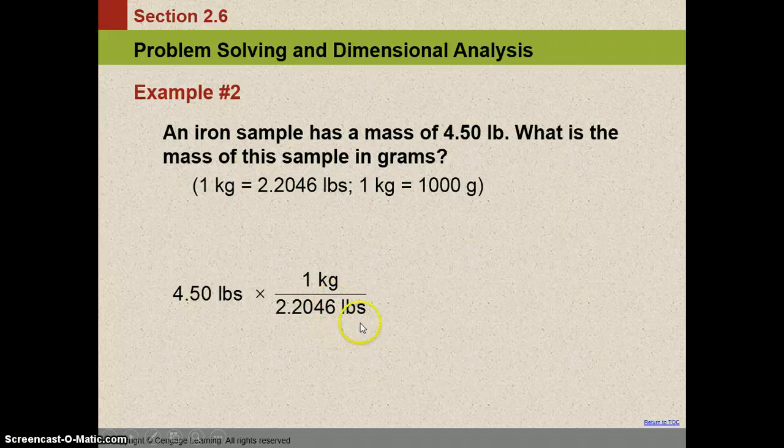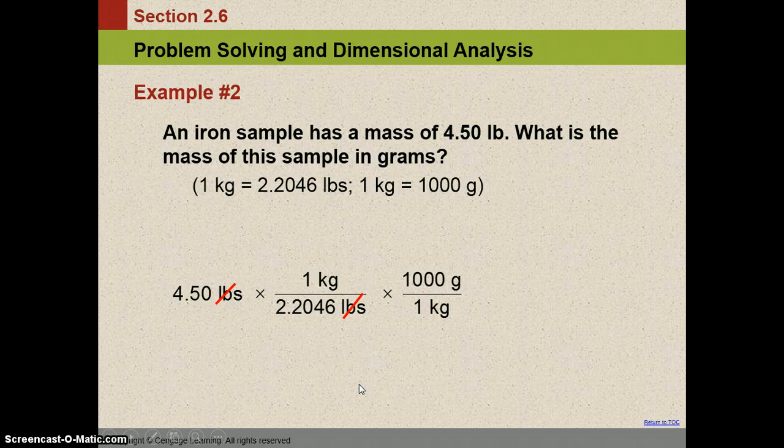And I can find this conversion factor on my chart, and it says 2.2046 pounds. This is the same as 1 kilogram. And I put pounds on bottom because I want to be able to cancel those out. If I would have put 1 kilogram on bottom, I wouldn't be able to cancel my pounds.